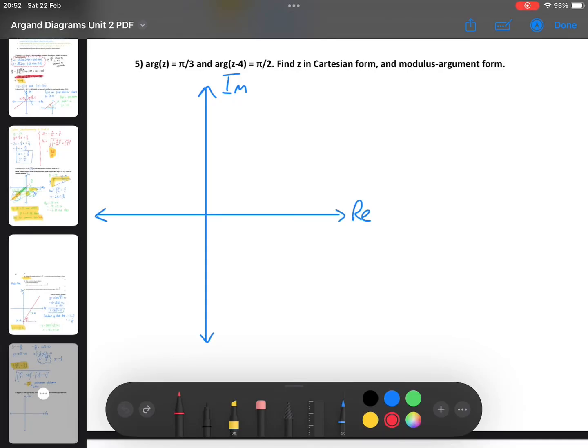Hello everyone, and welcome to part 2 of the exam questions walkthrough on Argand diagrams. If you haven't seen part 1 yet, I would recommend watching that first, as the questions build in difficulty and part 1 does contain some heavyweights.